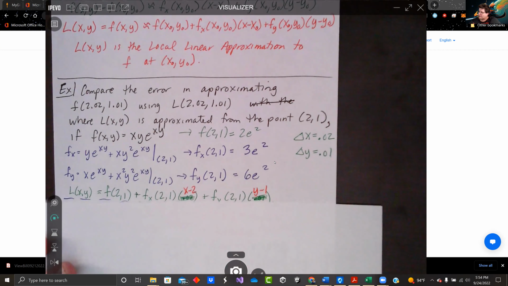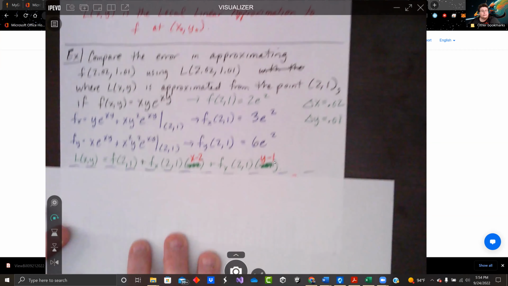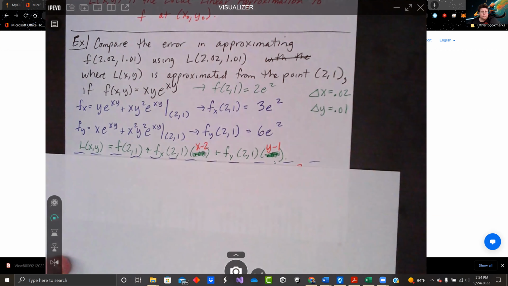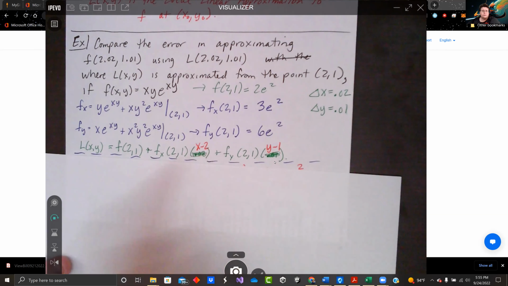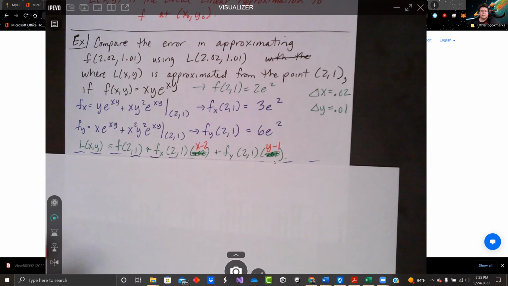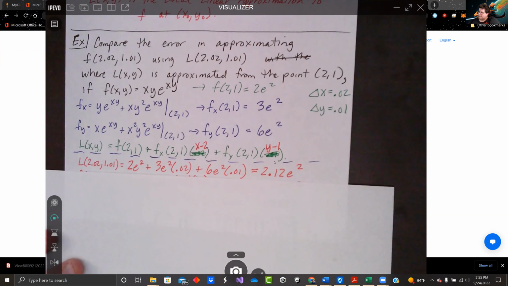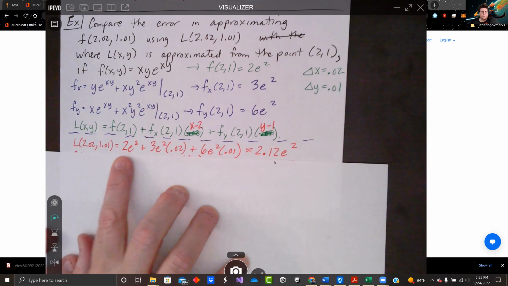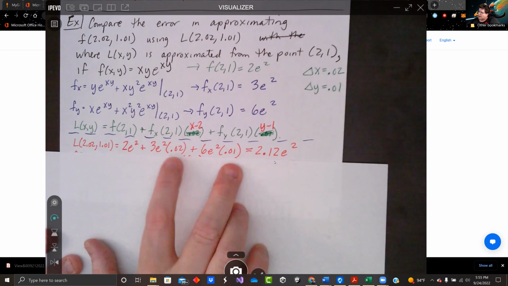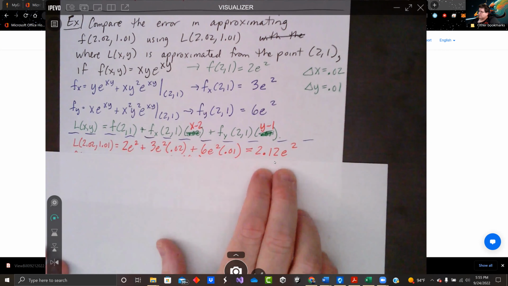Let's write the linear equation first, the base form of it. Our local linear approximation is f of 2, 1 plus the partial of f with respect to x at 2, 1 times x minus x naught, which is x minus 2. And then we have the partial of f with respect to y evaluated at 2, 1 times y minus 1, which is y minus y naught. So if we do the local linear approximation, we're plugging them in. We had 2e squared, 3e squared, and 6e squared. The partials are scaled by the deltas, and we get 2.12 e squared.